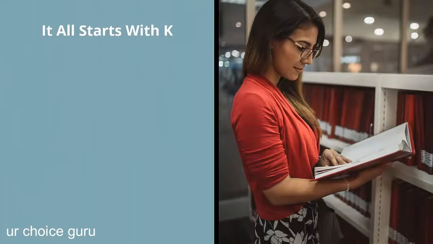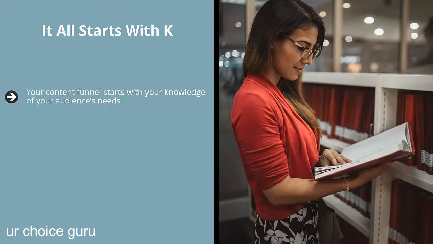It all starts with K. Your content funnel starts with your knowledge of your audience's needs. They're not there to screw around. When somebody looks up how to immigrate to Canada on a search engine, they're looking for a page that will give them legal information on how they can leave their country so they can become citizens of Canada. They're not there to research dog food. They're not there to vacation in Hong Kong. They're looking for a specific type of information because they have specific needs.